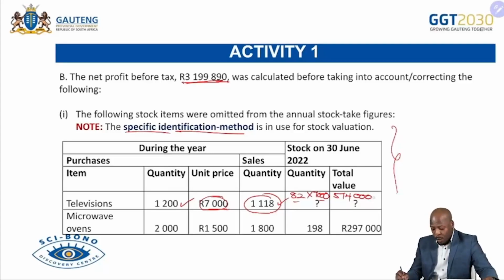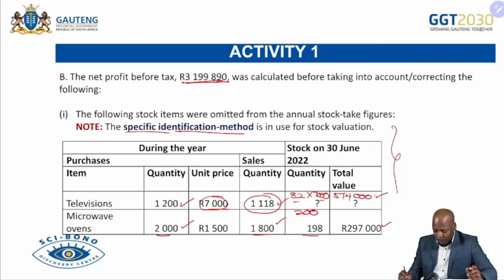574,000. So we have two different products here. We have our TVs, which are 574, and we have microwave ovens, which are 297. But if you look deeper into the microwave ovens, you will see that we had 2,000 at the beginning, and then we have sold 1,800. Mathematically, 2,000 minus 1,800, we should be having 200 units. However, we can see here that we are having 198. That tells us already that we should be having some missing units.